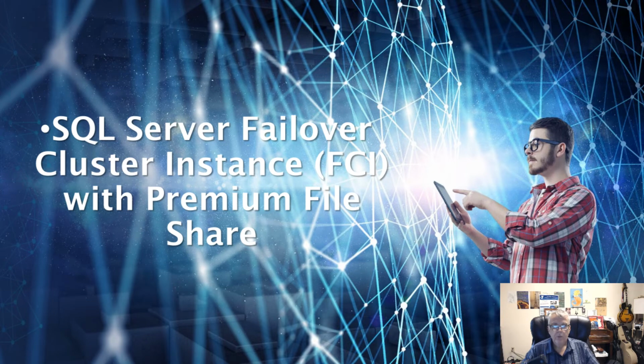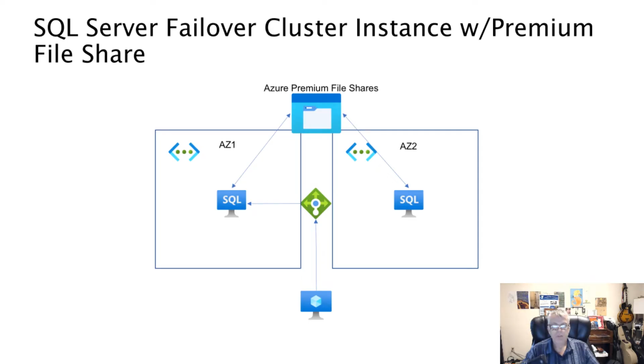Okay, so now we're moving on. We're going to look at the Premium File Share option. As I mentioned, Azure offers a service, Azure Premium File Shares. It's a hosted SMB service. You can create file shares. You can create redundancy for those file shares so that they span availability zones. And then the more current versions of SQL and Windows will support using an SMB share as cluster storage.